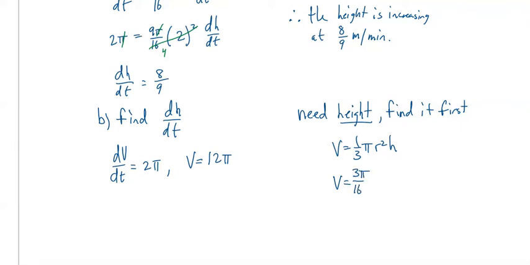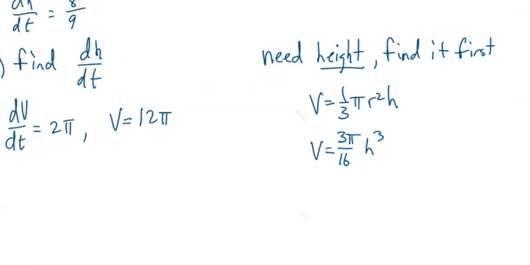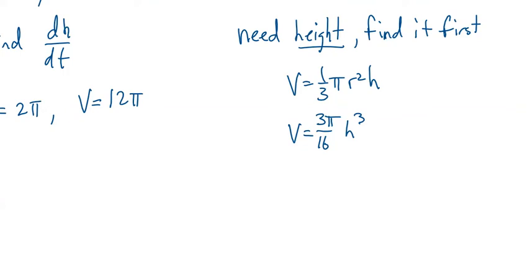So if I sub in 12 pi, the pi's are gone. Let's see, the 12 divided by 3 is 4. But then, when I bring the 16 over, 4 times 16 is going to be 64. So h is the cube root of 64, or 4. Any questions? And from here, it's just identical to the first one.